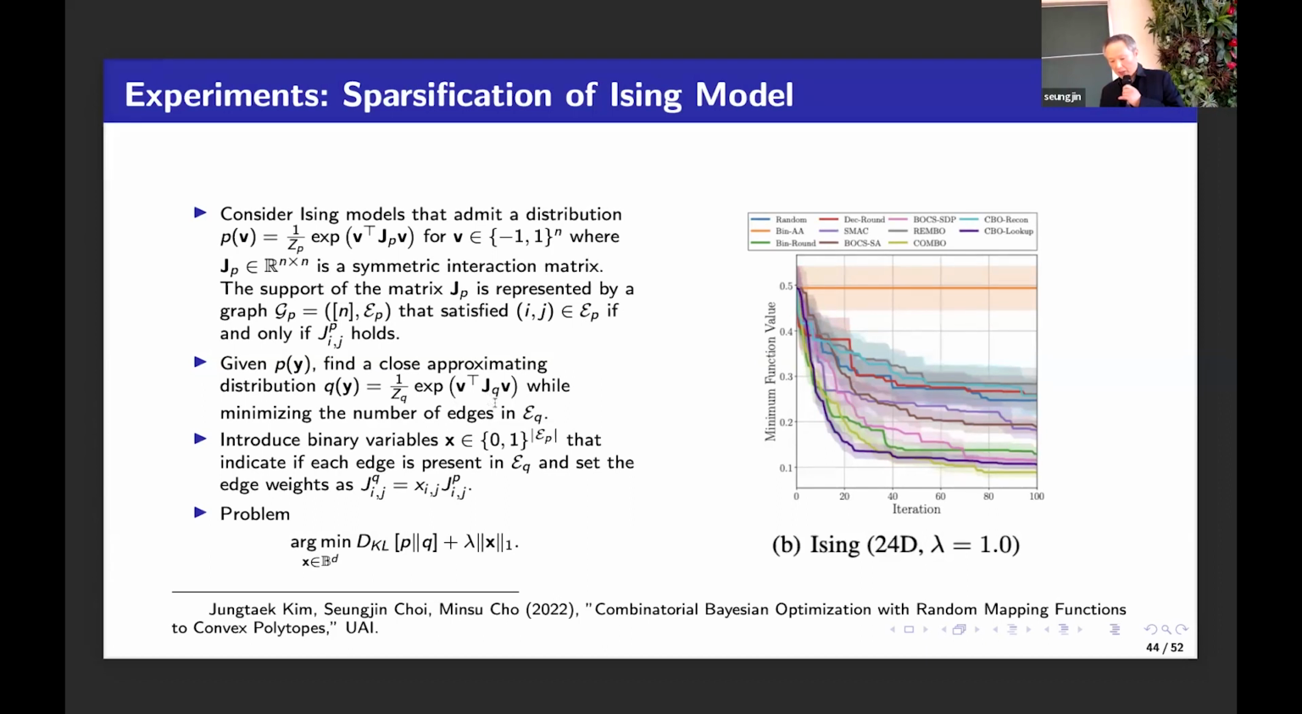Then we have the true distribution P, and this is our approximating distribution, and we minimize the KL divergence, and the support of V will be the graph. X is the indicator variable that tells us whether there is a connection between the nodes or not. We apply the combinatorial Bayesian optimization once again, compared with some other techniques, and this also works nicely.